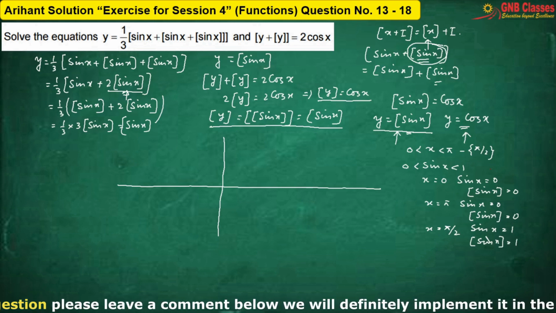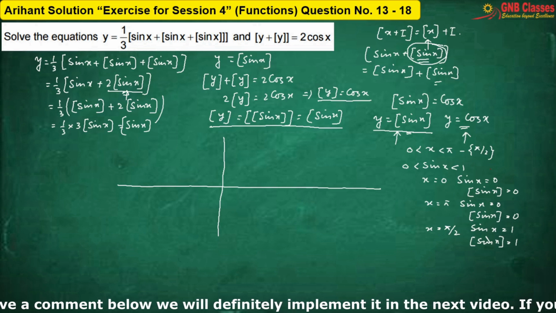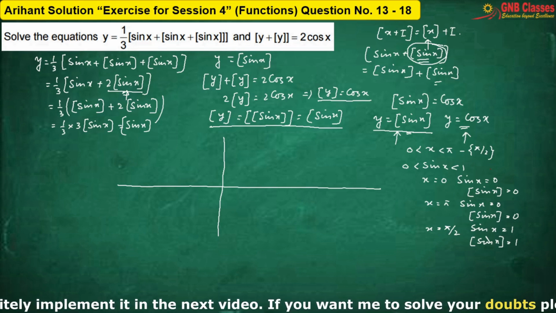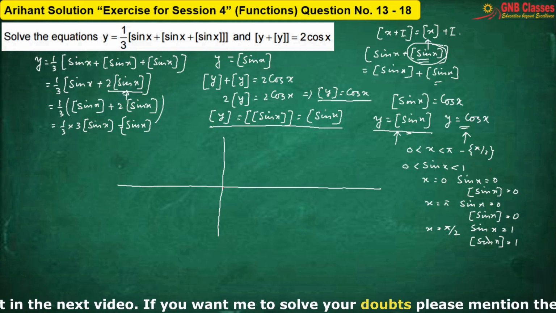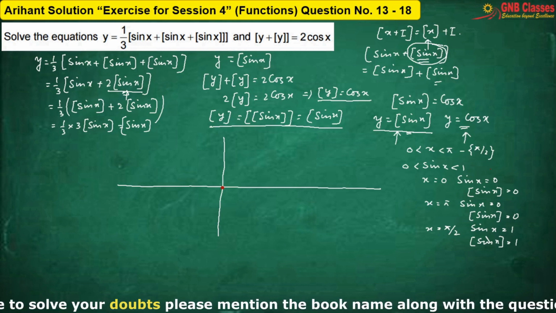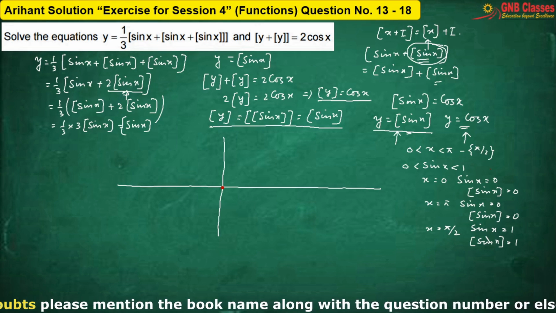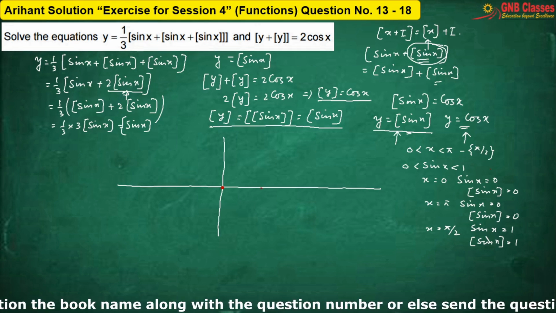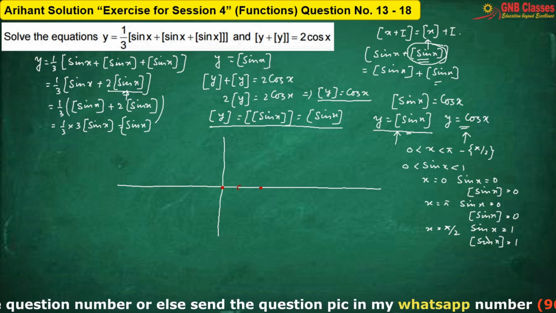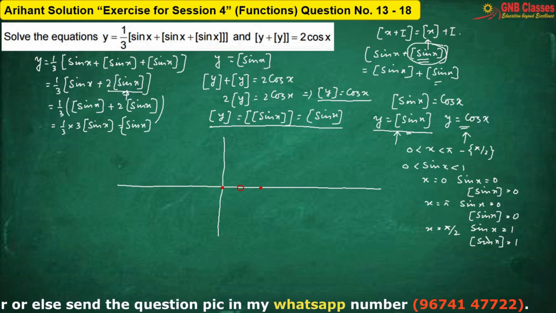So let me draw the graph from 0 to pi of y equals [sin x]. We get, when x is 0, [sin x] is 0, so this point is closed. When x is pi, [sin x] is again 0, so this is again closed. But at pi by 2, it is open, right? This is pi by 2.